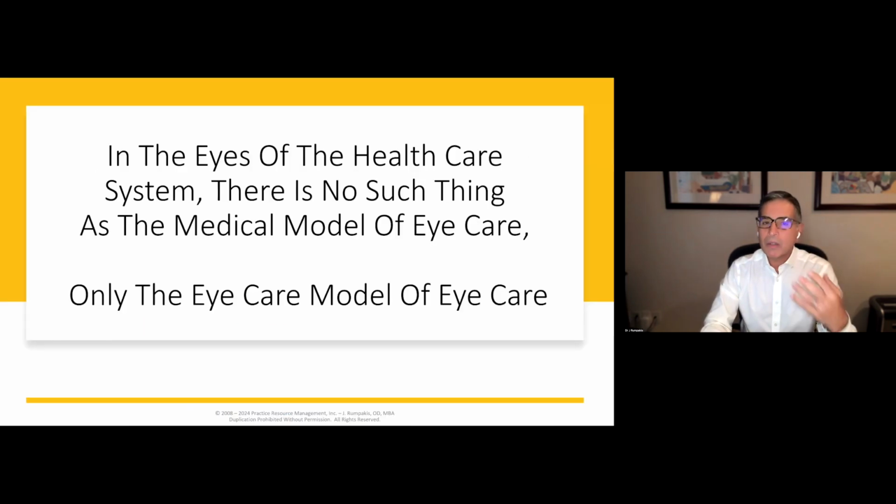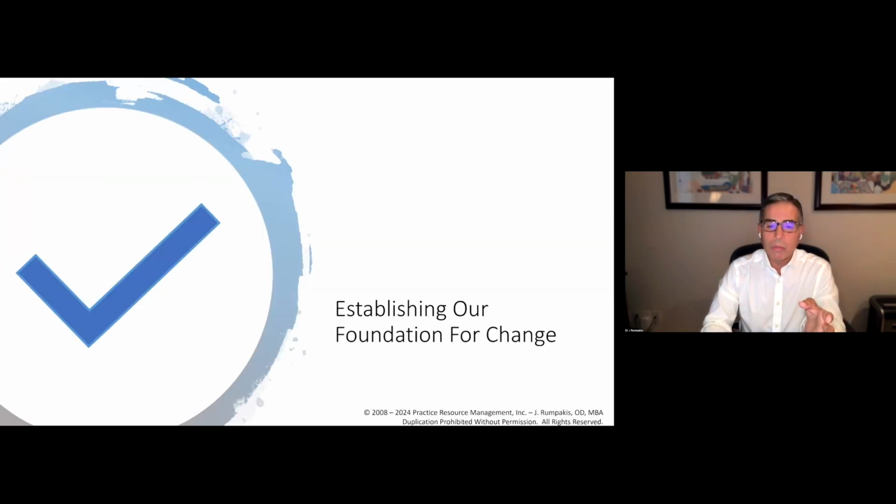So I want you to be conscious of this as you're delivering this care, right? Because the healthcare system mandates that the care has to be medically necessary, and we'll talk about that as you're delivering it. But you also have to be prepared that the patient, even though something is covered, is probably the one that's going to be paying the bill. In the eyes of the healthcare system, there's no such thing as the medical model of care. There's only the eye care model of eye care. That means, irrespective of the patient's coverage, you still are obligated to take care of the entire patient, not worrying about who's paying the bill ultimately.